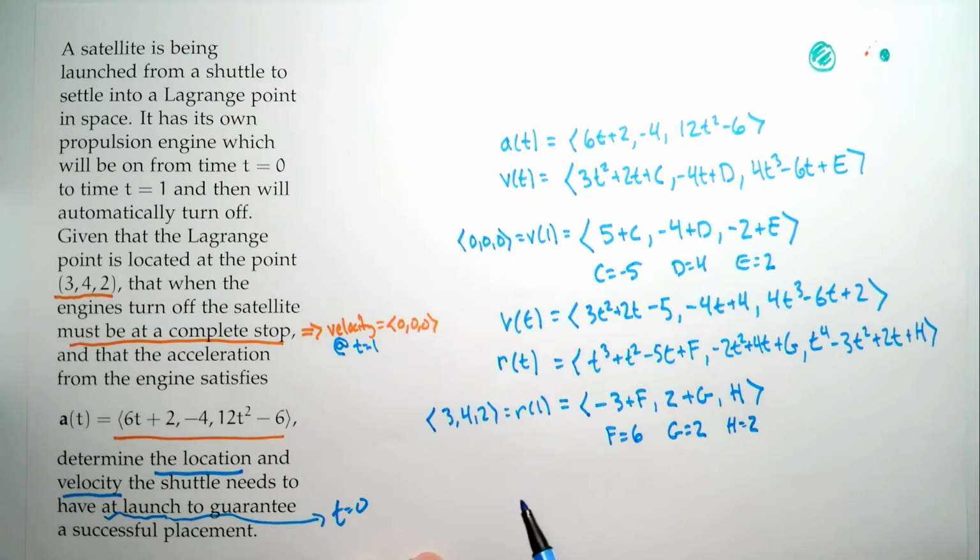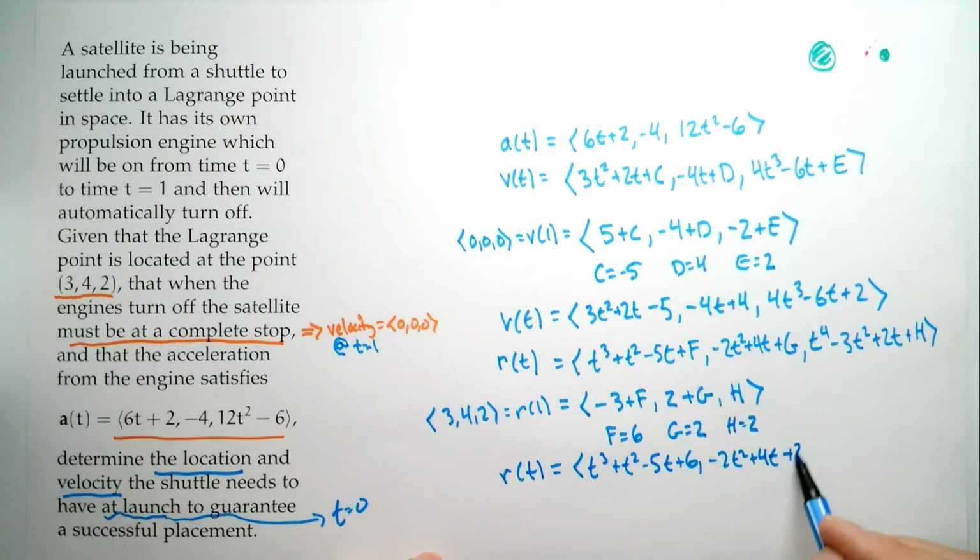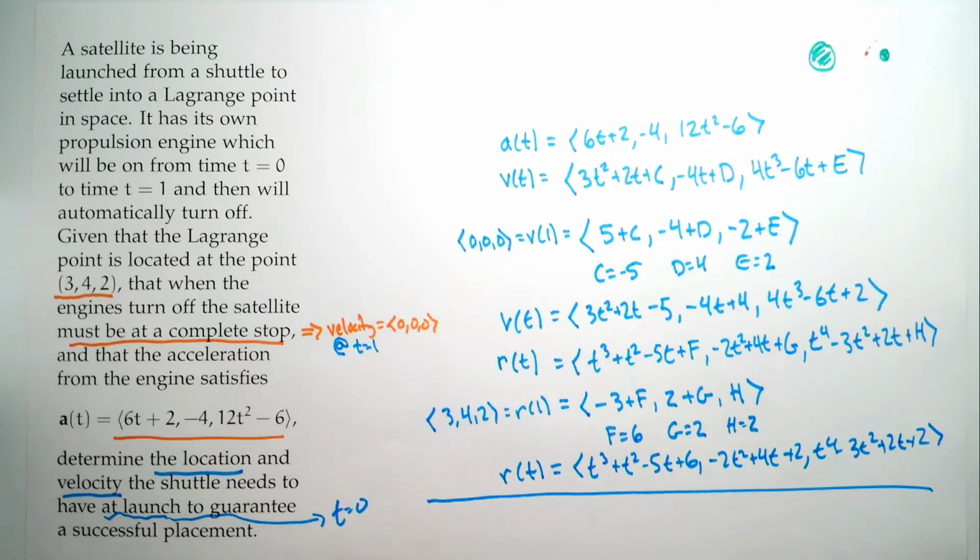So what is our position? Well, our position function, that's r of t, we can update. That's t cubed plus t squared minus 5t plus 6, negative 2t squared plus 4t plus 2, and t to the fourth minus 3t squared plus 2t plus 2. Okay, so we're now ready to answer our question.